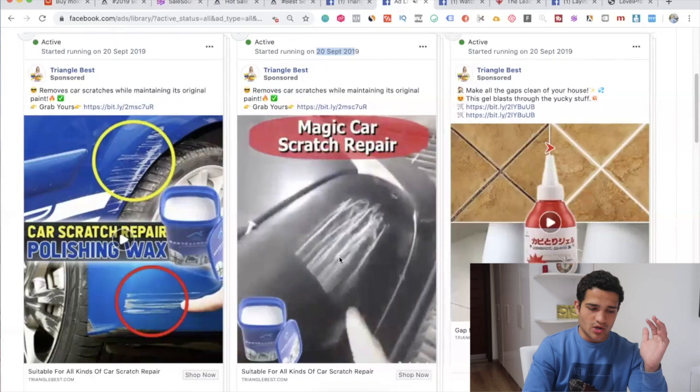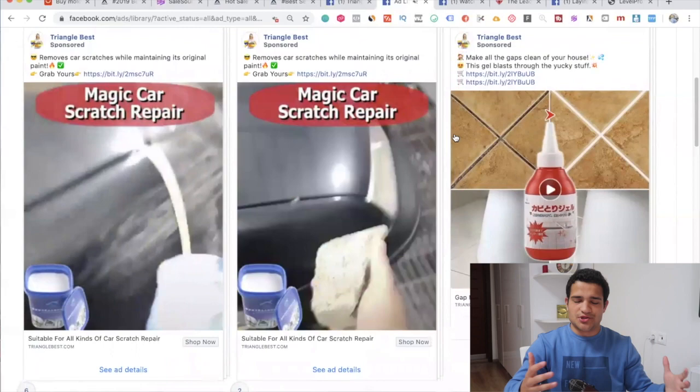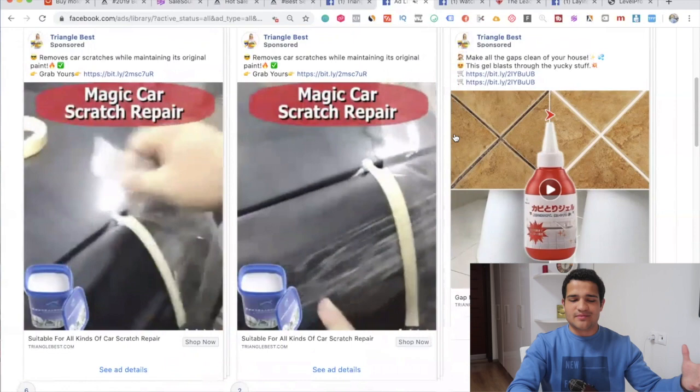They launched these two different ads. They're two different thumbnails, same video and same ad copy right here. And it's a product that has a lot of potential, and it's scalable to everybody, because a lot of people, especially in the US, Canada, UK, have a car. So this is a product that fits pretty much anybody that has a little car scratch.